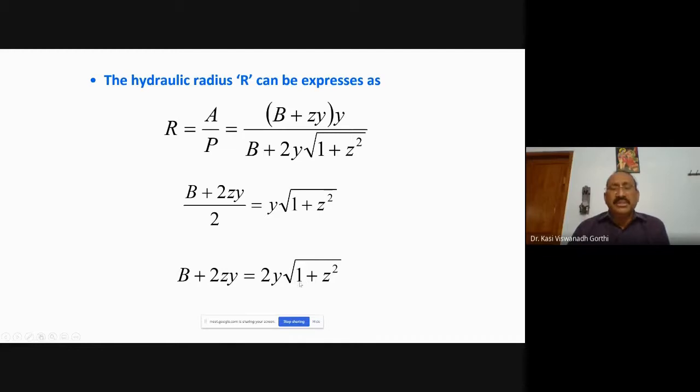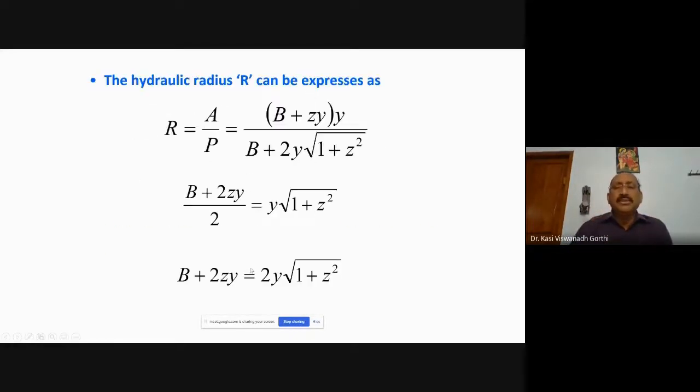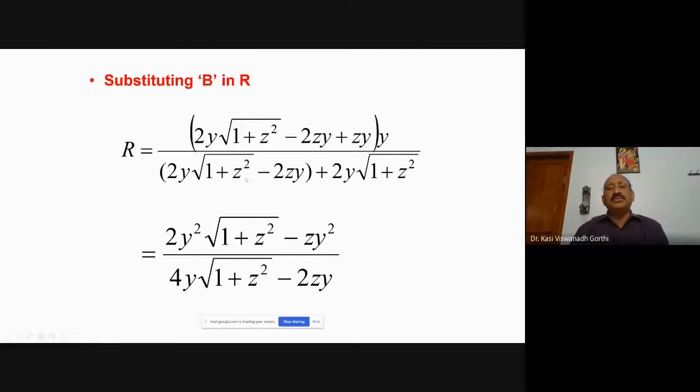So for 2y root 1 plus z square, you may substitute b plus 2zy, or substitute for b from this also in the above equation. If you are substituting for b, it will be equal to 2y root 1 plus z square minus 2zy. Substitute here for b as 2y root 1 plus z square minus 2zy. Similarly, at the denominator also. So substituting that, you will get a simplified value by cancelling both in numerator and denominator.